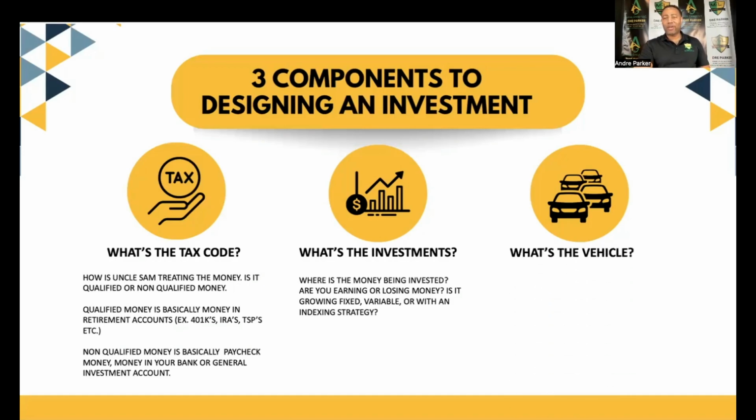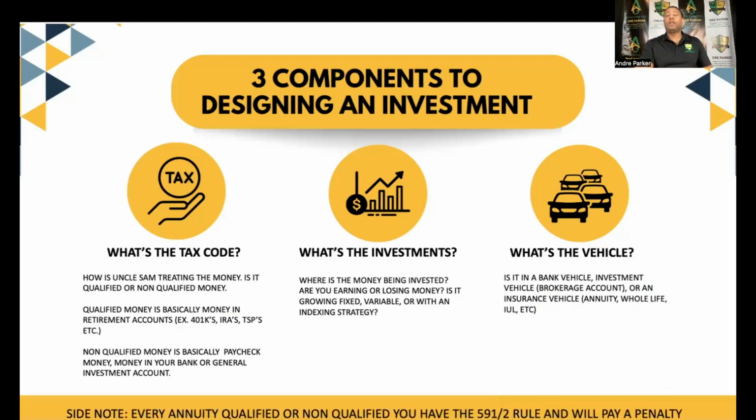And the last component is, what's the vehicle? What are we driving in? Is it a bank vehicle like a CD or a money market? Is it an investment vehicle, sitting in a brokerage account? Or is it an insurance vehicle? Is it an annuity, IUL, whole life? How are we driving this investment?